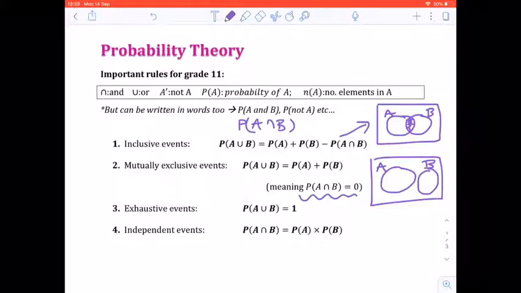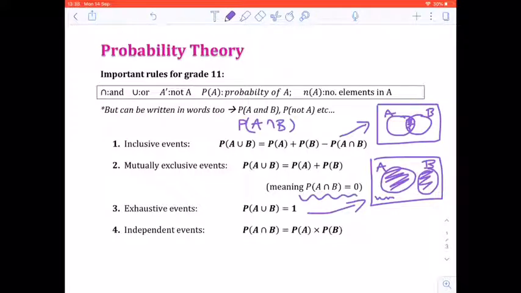Thirdly is exhaustive events. This is when the probability of A or B is equal to 1. That means all the data is covered within A and B, and it could be overlapping as well. That just means there's no data on the outside of those two. Because remember, you can get stuff that falls outside of two given events.